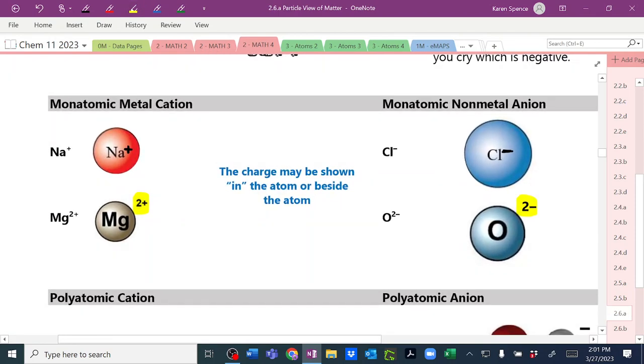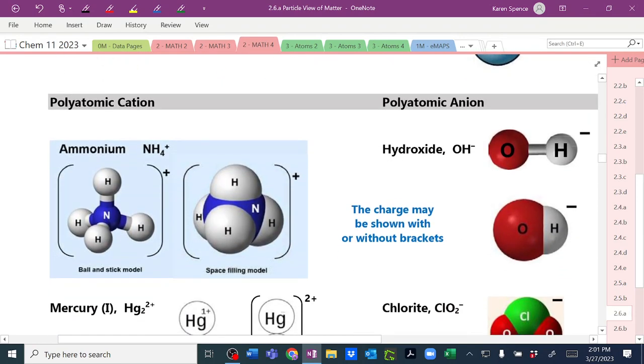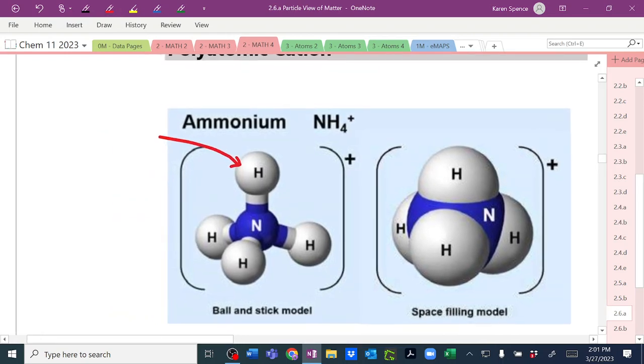Now we have some polyatomic cations, and here we have NH4. What type of element is hydrogen? Is hydrogen a metal or is it a non-metal? It's a non-metal.